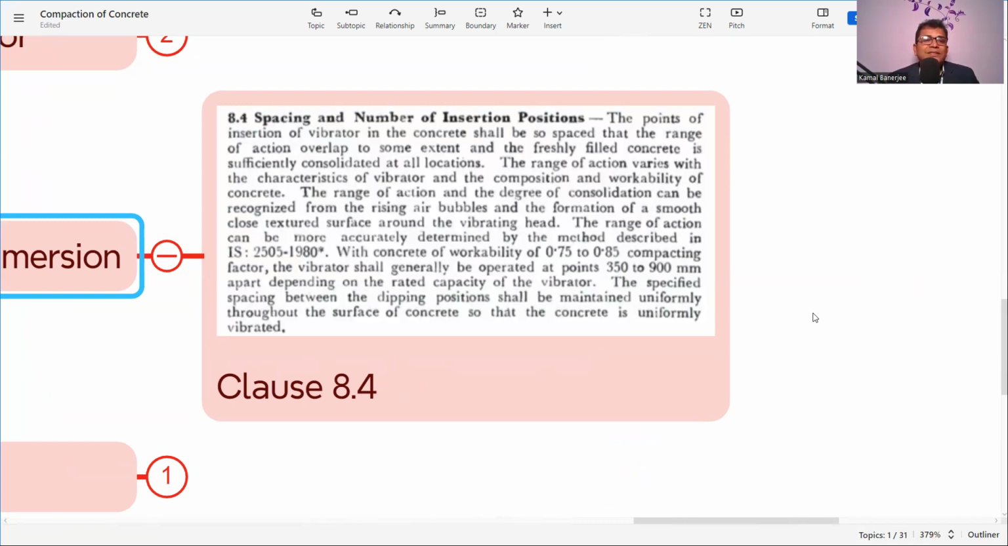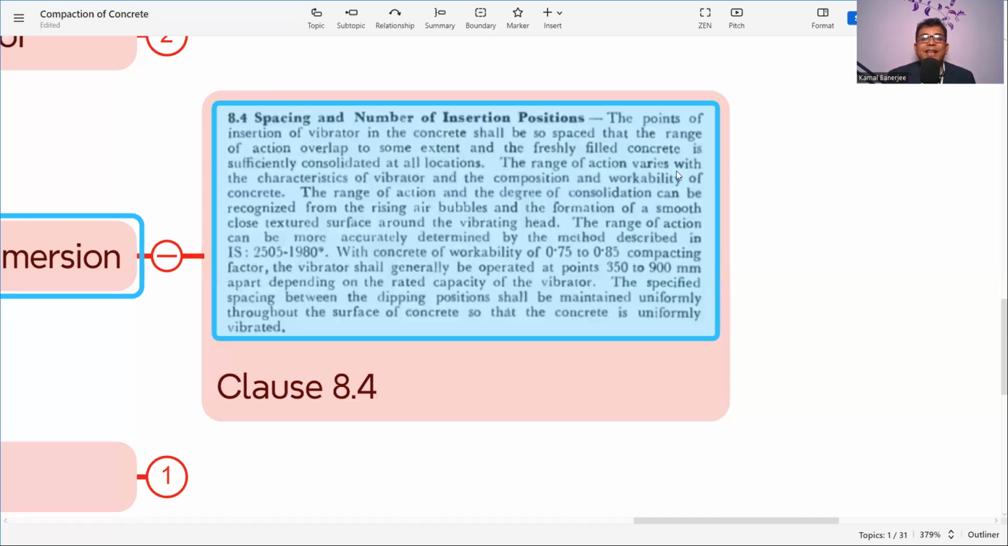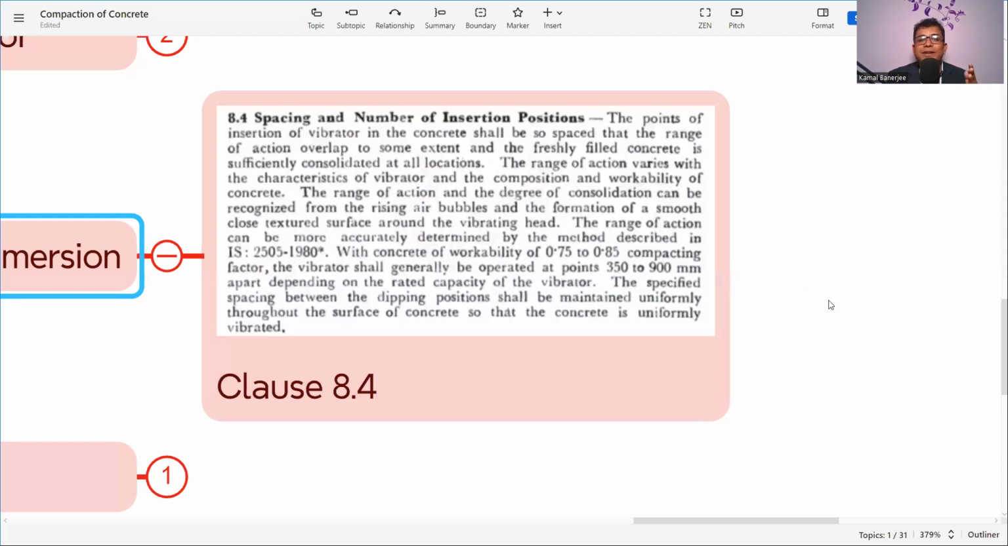The points of insertion of vibrators in the concrete shall be spaced so that the range of action overlaps to some extent and the freshly filled concrete is sufficiently consolidated at all locations. So whenever we are vibrating from this point and this point, these two will overlap. The range of action depends on the characteristics of vibrators and the composition and workability of concrete. The range of action and the degree of consolidation can be recognized from the rising of air bubbles and the formation of a smooth, closed-texture surface around the vibrating head.